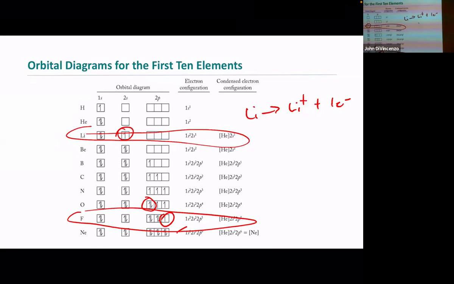And it really doesn't matter whether the spin is up or down. Just by convention, most people put it in the first box and spin it up. But it doesn't mean anything. The electron could be spinning down. It could be in any of those 3p orbitals, or 2p orbitals in this case. So that's just a way for us to keep track of things. It's not necessarily a definitive location and spin.